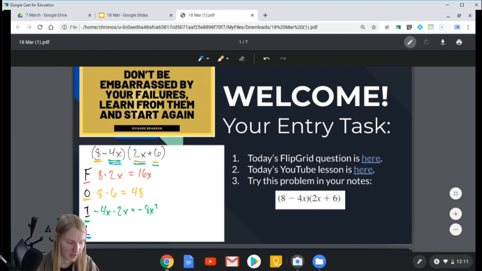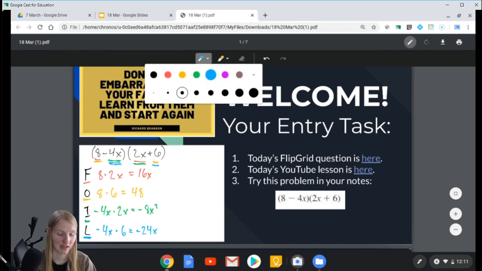So, negative 4x times 6. Negative 4 times 6 is negative 24, and the x comes along for the ride. Last thing that is left to do is to combine all of these terms together. I'm going to do it with the squared first, and then the x's, and then the numbers.